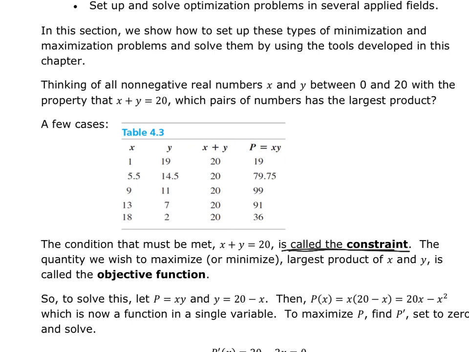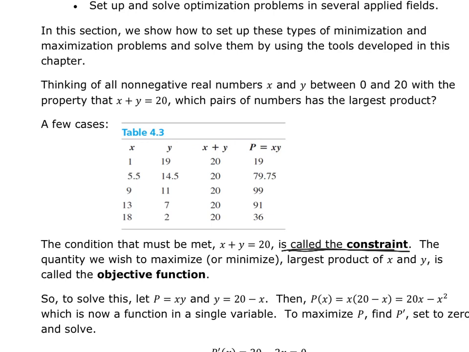So you're going to have one equation that's going to be the constraint, and that is the equation that must be met. In this case, I have two non-negative real numbers x and y that are between 0 and 20, so that when I add them together, it equals 20. So that is our constraint. That has to be satisfied.